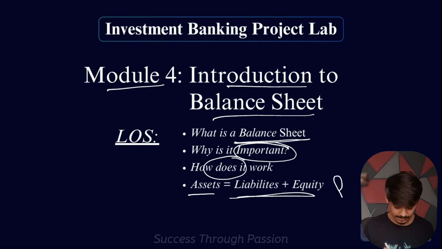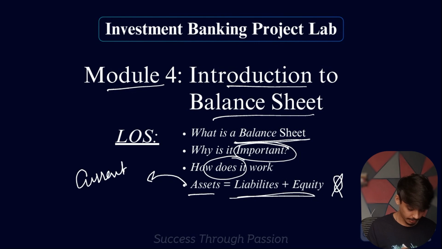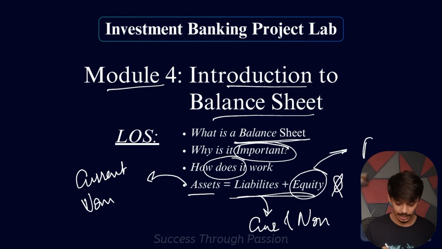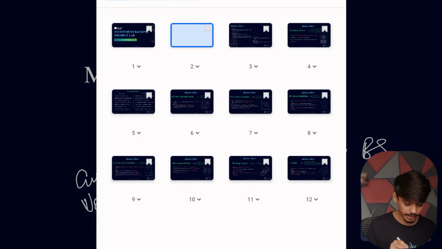To understand this key element, we are going to understand assets, where we cover the current part and the non-current part, and on the liabilities side we are going to understand similarly current and non-current liabilities, and finally the equity element of the entire balance sheet. So that is how detailed this entire module is going to be. Let's get into the first element of the module, that is what is a balance sheet.